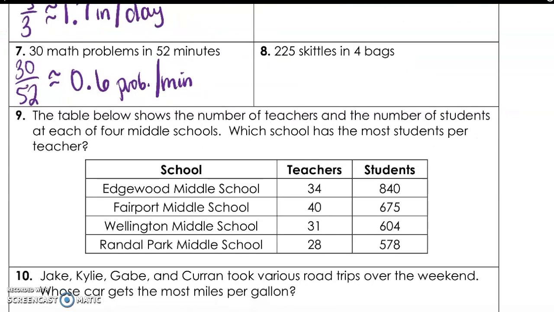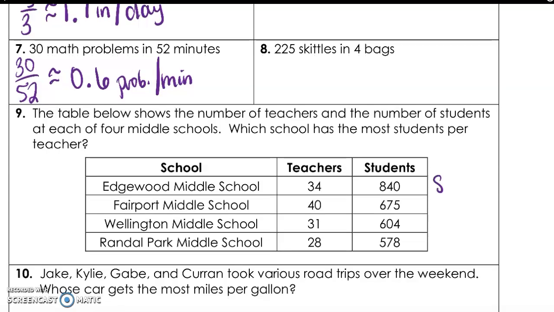Number 9 has a whole table here. It shows how many teachers and students are at 4 middle schools, and it's asking which school has the most students per teacher. So in the previous problems, we just divided in the order it was written in. These you're going to have to go backwards. We need students per teacher. So I'm not going to write all of them out, but this one we would do 840 divided by 34. Okay, so you need to take your students and then divide it by the teachers. So 840 divided by 34 gives us approximately 24.7.